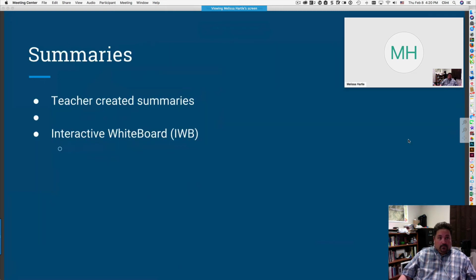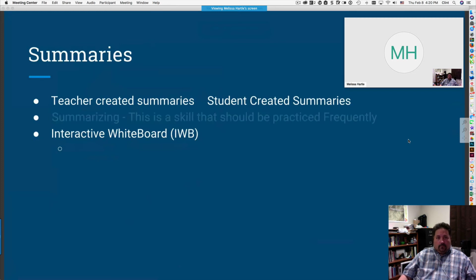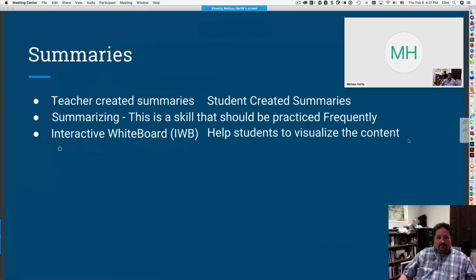Okay, the next thing is summarizing. So we as teachers need to create summaries or allow the students to create the summaries. Summarizing is a skill that we need to practice frequently, it said. Interactive whiteboards, as Melissa showed, really help the students to visualize the content.